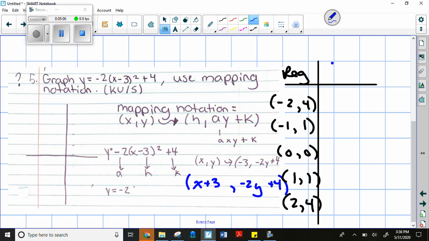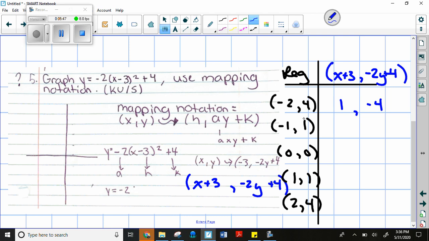So we're going to take these points and we're going to add 3 to the x value, and we're going to take the y value, multiply it by -2, and add 4. So -2 plus 3 brings us to 1. -2 times 4 is -8 plus 4 is -4. Oh my god. I don't know if I trust my math. -2 plus 3 is 1. -2 times 4 is -8, plus 4 equals -4. Okay, okay.